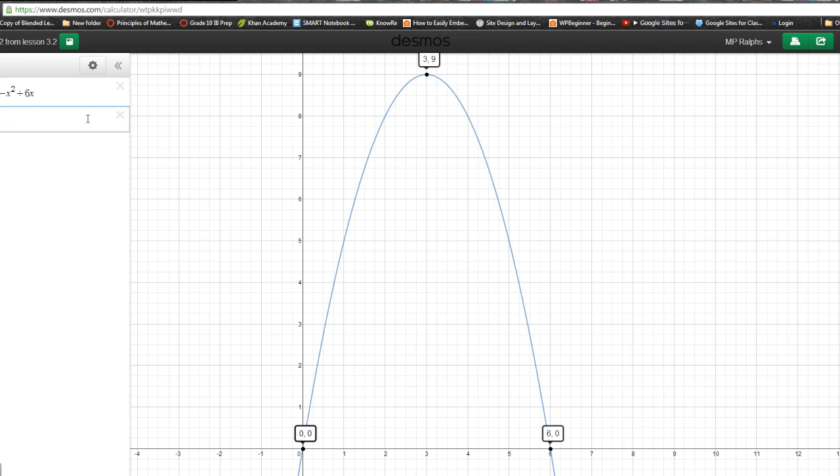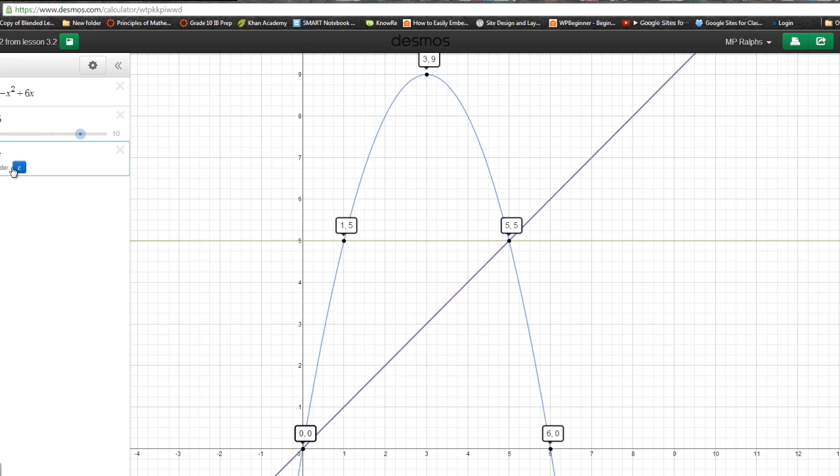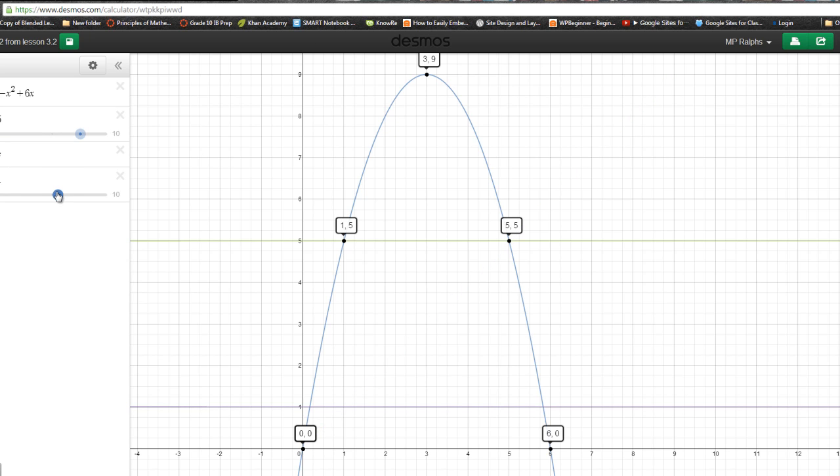If you wanted to, you could also say, okay, well, what about when y equals, I don't know, 5, for example. There's the line right there. Here are the intersection points, 1, 5, and 5, 5. So you can take a look at that. If you also wanted, you could even set up a slider, y equals c. It'll ask you to add a slider. You say yes. And then you could just move this along to the right, and you can move it down, and you can see what values would occur there.